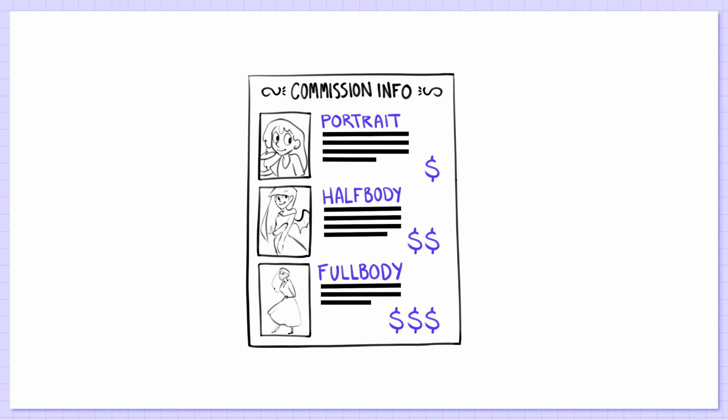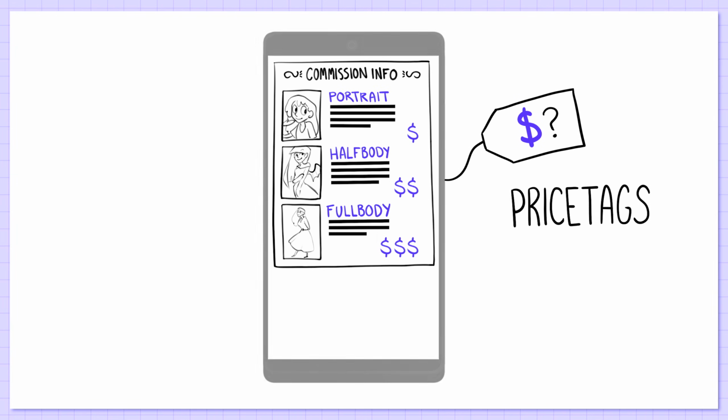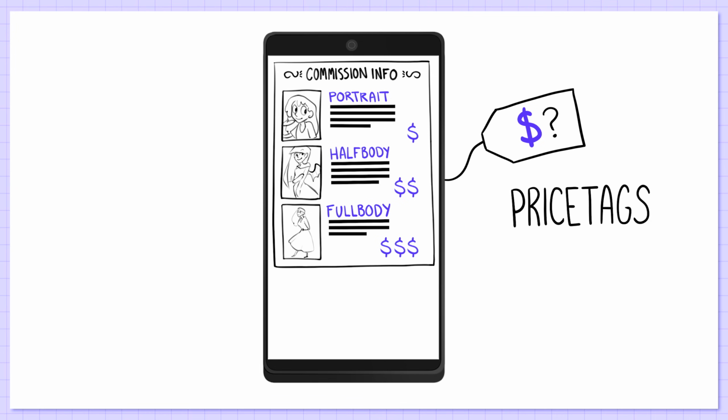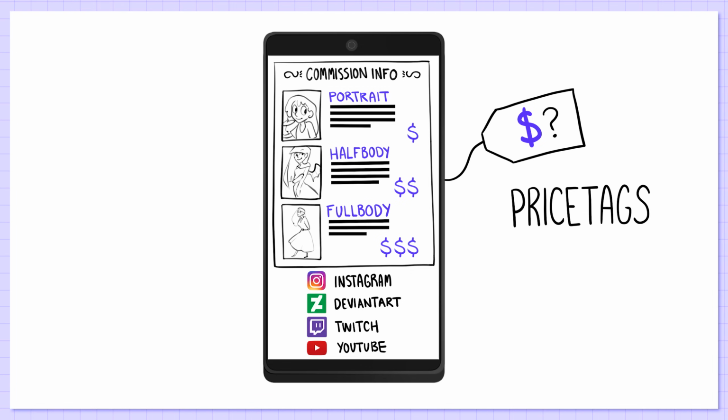Once you've planned out what types of commissions you'll be taking, it's time to add some price tags as well as uploading your info. To get your commission info out to as many as possible, I would certainly recommend uploading your info to your main social platforms such as Instagram, DeviantArt, or even Twitch or YouTube. However, I will strongly suggest taking the orders from a dedicated commission platform.